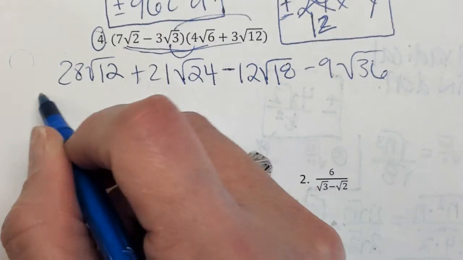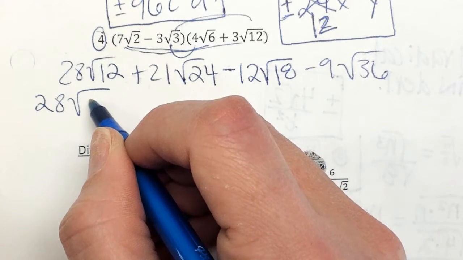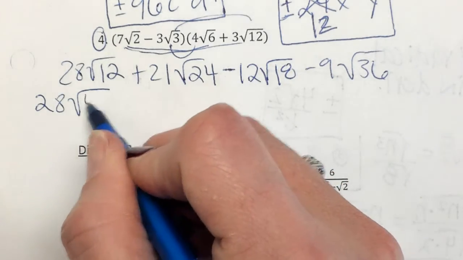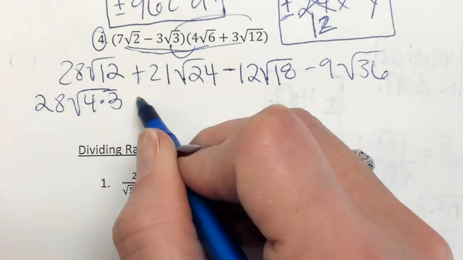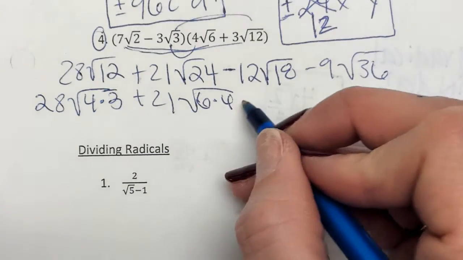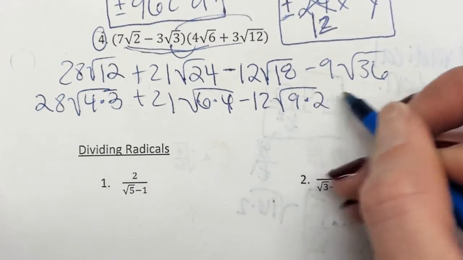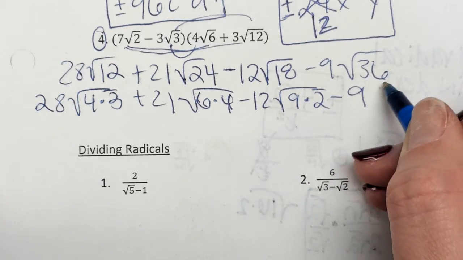Randy, what'd you break 12 up into? 56. It's okay. 4. Very good. Jaden, what about 24? 6 and 4. Good. Shania, what about 18? 2. Good. And everybody, this one.